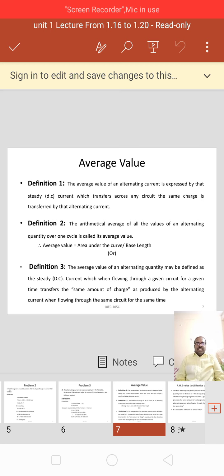Or definition 3, the average value of the alternating quantity may be defined as the steady value of current, that is DC current, which when flowing through a given circuit for a given time transfers the same amount of charge as produced by the alternating current when flowing through the same circuit for the same time.